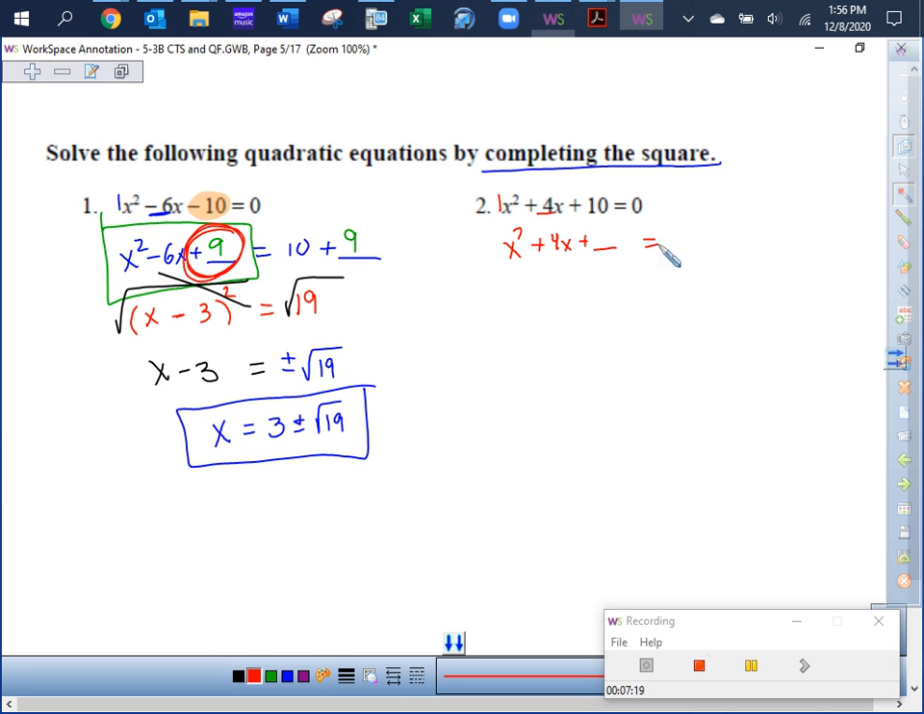All the stuff with x's stay on one side, and then that constant has to move to the other side. So setting them up with blanks, how do you fill in the blank? Half the b value squared. What is half our b value? 2. Square that. What do you get? 4 goes in each blank.